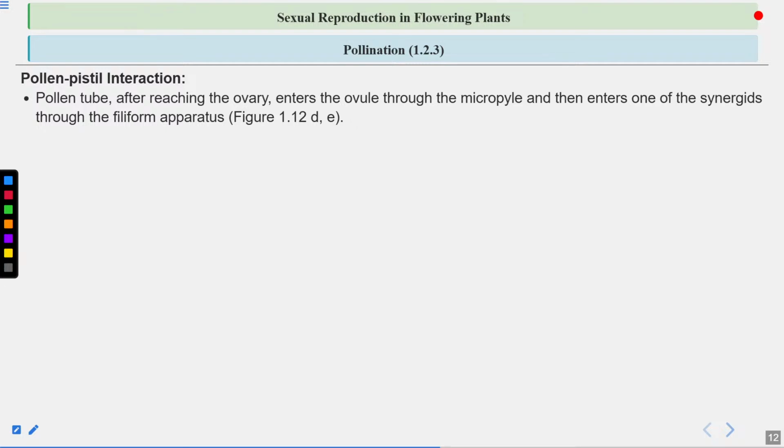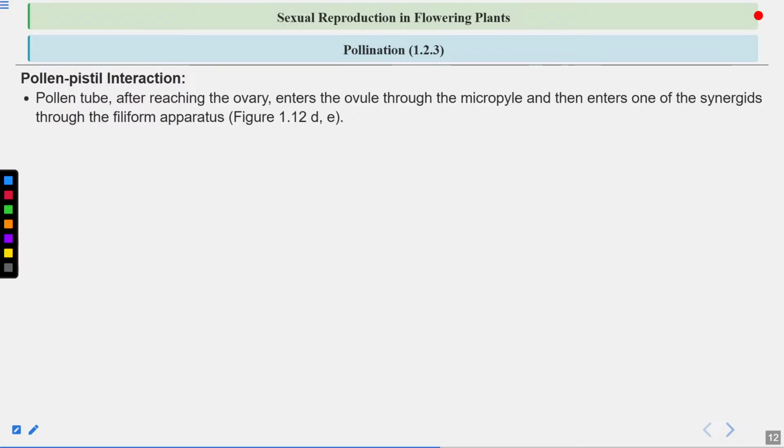See, the haploid cell is dividing into two cells. So it is the mitotic division, the simple mitotic division. Right? The meiotic division, or the reduction division, has already taken place in the formation of the microspores.